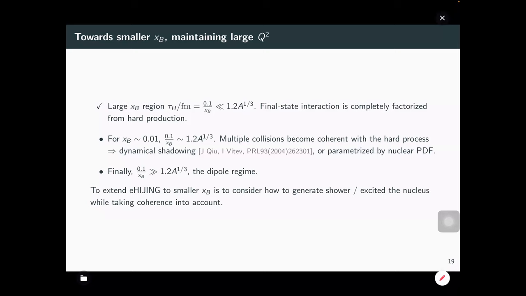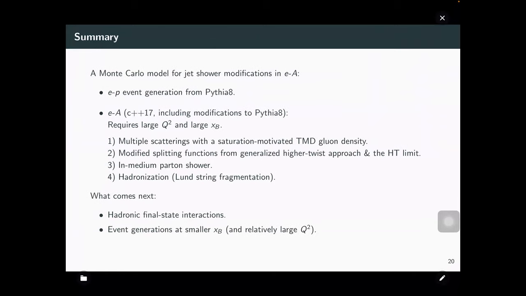Of course, some of these dynamical shadowing effects, if you already use the nuclear PDF, some of the inclusive effect is already included in the nuclear PDF, but there are still some final state effects, especially how this change of the hard cross section is correlated with the final momentum broadening, that has not been included in the event generator yet. And eventually, if you go to very small x, you enter the dipole regime, and you need a completely different picture and power counting to do the event generations. And I will leave my summary over here and take your questions.